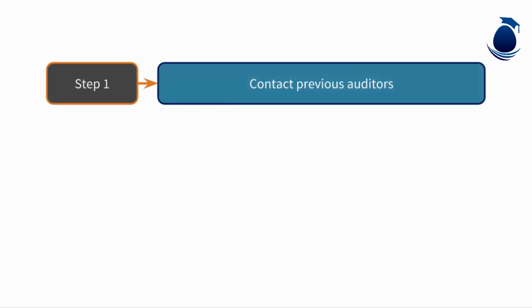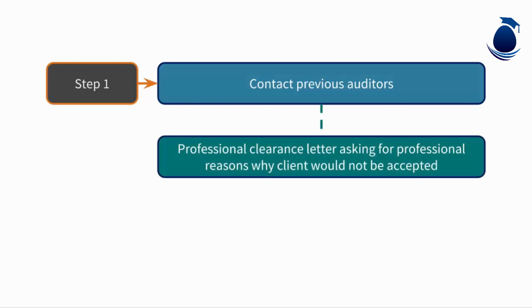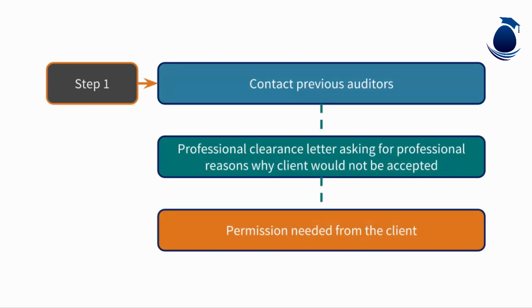One of the first things an audit firm usually does when considering a new client is to contact the previous audit firm. This is called professional clearance and involves gaining permission from the client to write to the previous auditors, asking them for any professional reasons why they should not accept the client. Mentioning this would give you a mark in the exam.